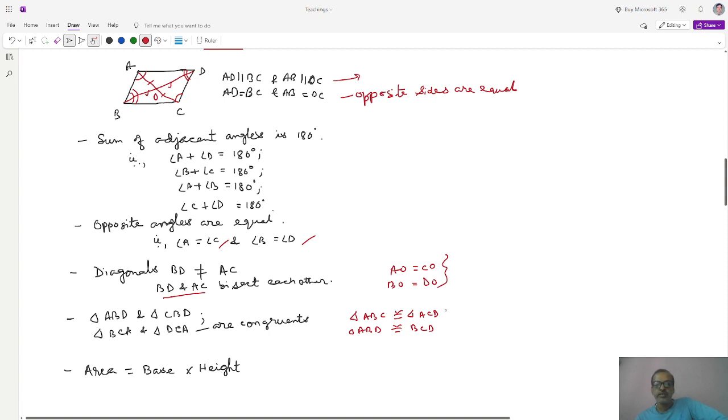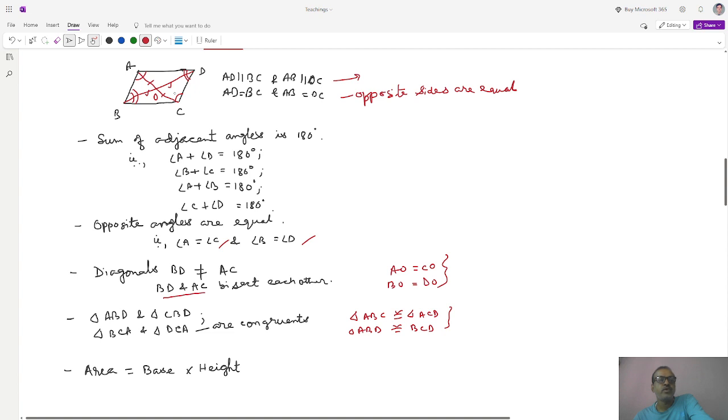They are congruent. Because if we take these two triangles, ABC and ADC, then the corresponding sides BC equals AD and AB equals DC, and the angles in between, angle ABC equals angle ADC. So these two triangles are congruent.